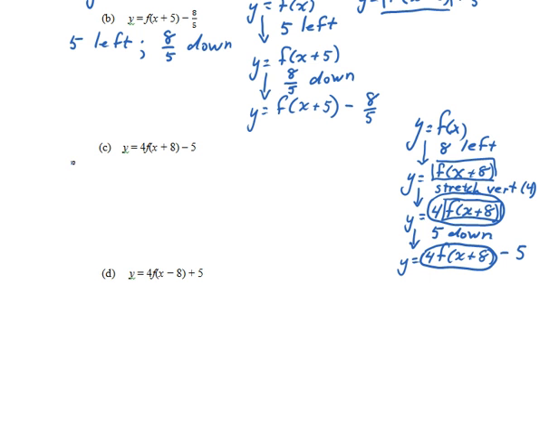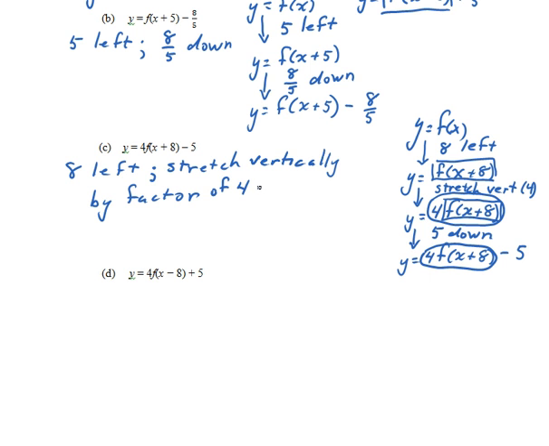So 8 to the left, stretch vertically by factor of 4, and finally move down 5. All of the y values would be multiplied by 4 in the second step.